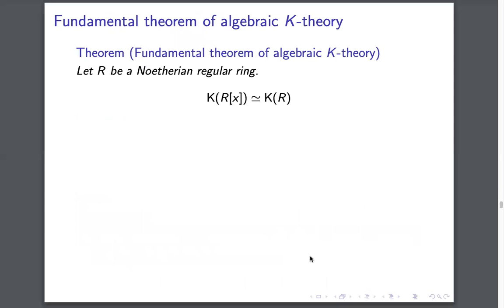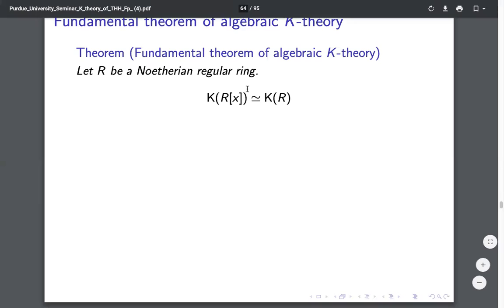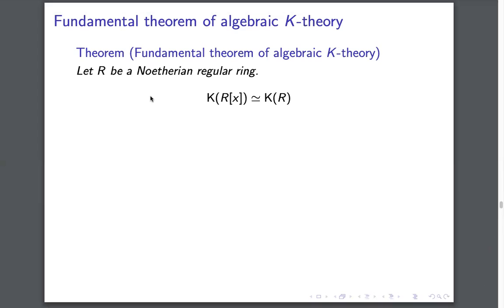Another application of our main result is to what is called the fundamental theorem of algebraic K-theory. I was telling you that algebraic K-theory is difficult to compute, but in the case of these polynomial algebras, you have this really strong result, called the fundamental theorem, which says that if you have a Noetherian regular ring R, then the algebraic K-theory of polynomials over R is the same as the algebraic K-theory of your base ring R.